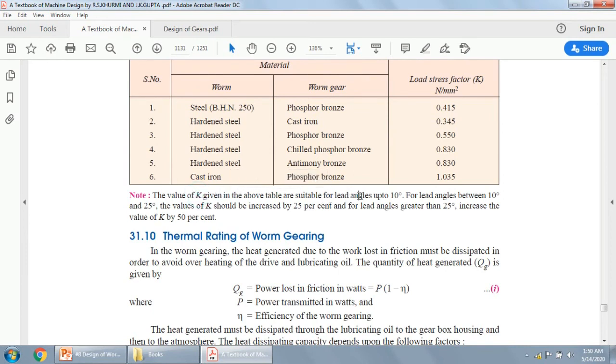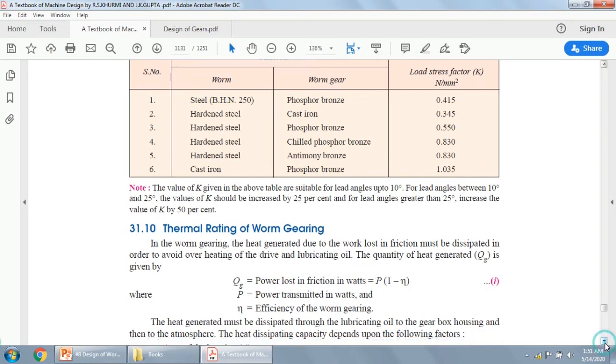Then he is giving a simple rule: the value of K given in the above table is suitable for lead angles up to 10 degrees. For lead angles between 10 and 25 degrees, the value of K should be increased by 25%, and for lead angles greater than 25 degrees, it should be increased by 50%. It means the value of K, the load factor, will depend upon the lead angle: 10 degrees, 10 to 25 degrees, or more than 25 degrees. So we will simply increase it by 25% or 50%.